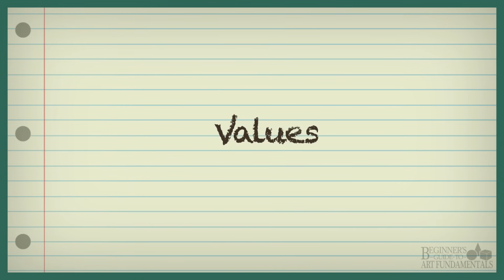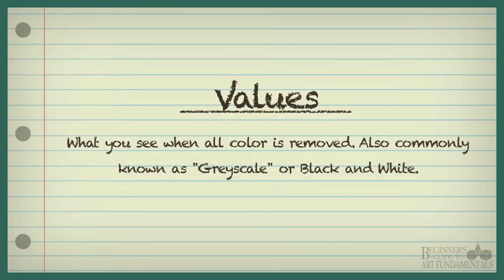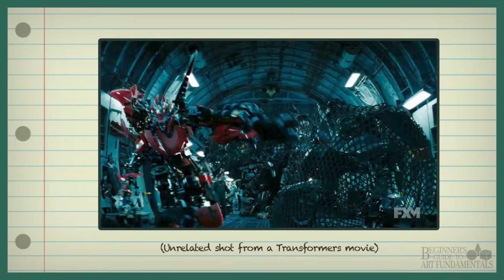Values are essentially what you see when all colors are removed. Most people just know it as grayscale or black and white, and they're incredibly important. Arguably one of the most important fundamentals out of the bunch, in my opinion. Because what you'll quickly learn when you begin painting is that if your values are chaotic and unbalanced, the entire image becomes unreadable, and even your potentially godlike drawing skills won't really save you.